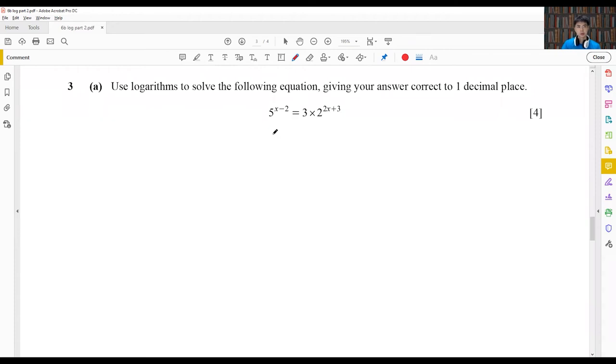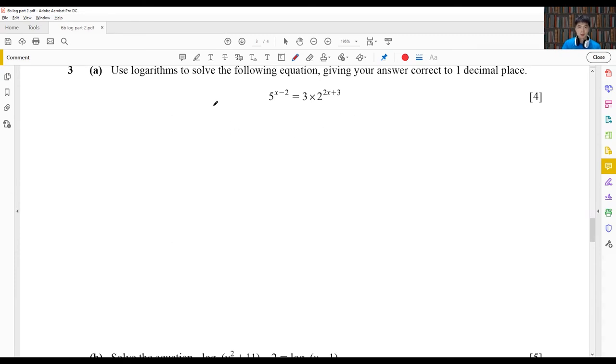One more example. Use logarithms to solve the following equation, giving your answers correct to 1 decimal place. Okay, this one here is going to be a bit more tricky.